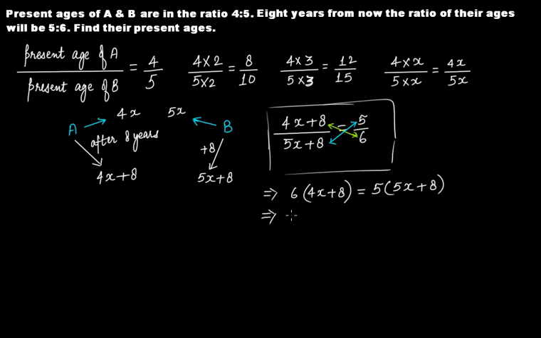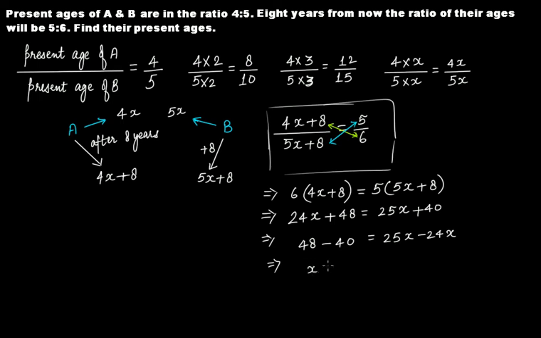And if you solve it, this gives you 24x plus 48 is equal to 25x plus 40. If you transpose this 24x to the right hand side, this becomes 25x minus 24x, and at the same time you transpose this 40 to the left hand side, this becomes 48 minus 40. So from here you get x is equal to 8.